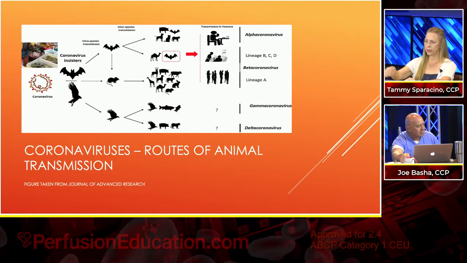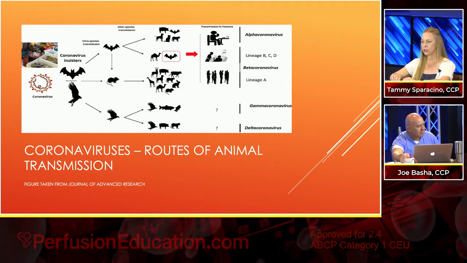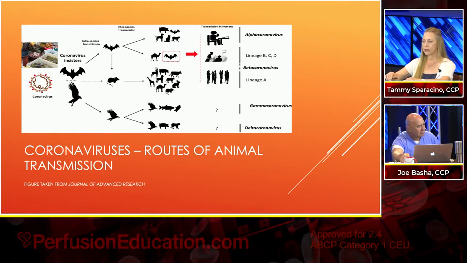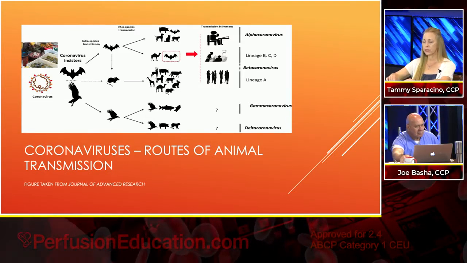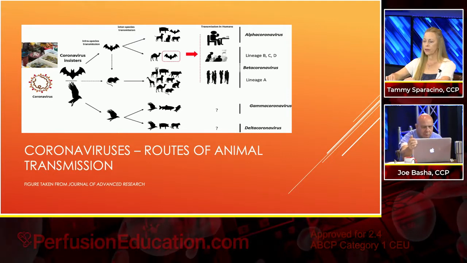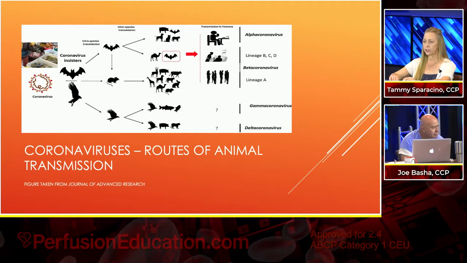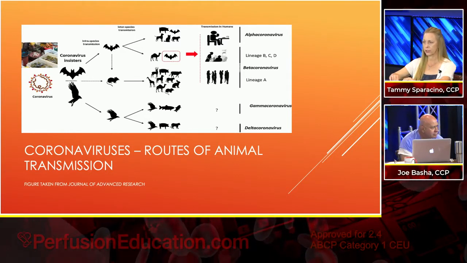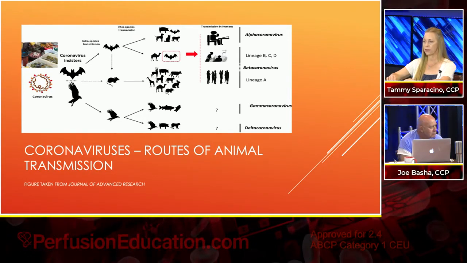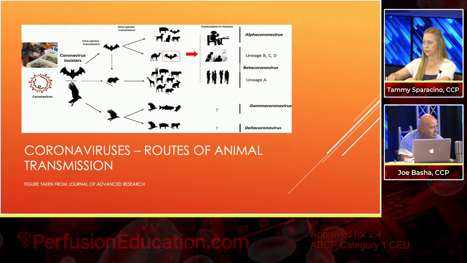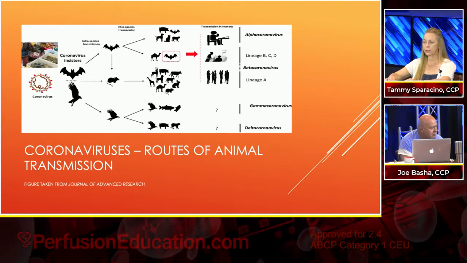I thought this was a great image. I found it in the Journal of Advanced Research, and it just shows that typically it's going to be either from mammals or birds that the transmission is occurring. You'll see any of the ones that are solid lines are known transmissions, and any of the dotted lines are supposed transmissions. And as you can see there, the only ones known to infect humans are of the alpha or beta subcategories.